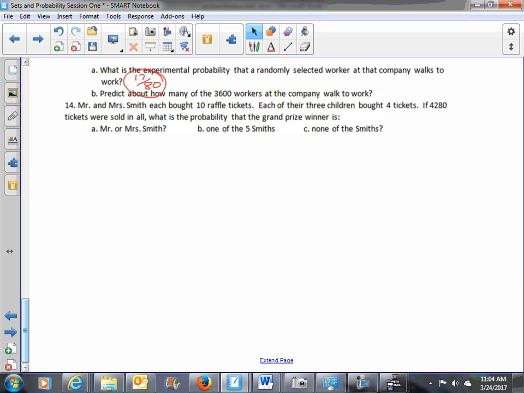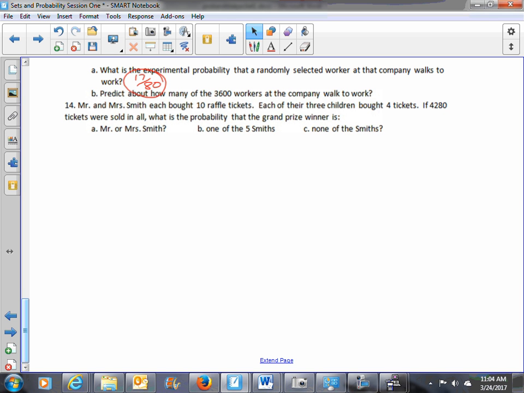Now, there is only going to be one grand prize winner. That's kind of inherent in the term grand prize winner. In raffles, you can have subsidiary winners or whatever you want to call them, but there's only one that wins the grand prize. That's kind of the draw of a lottery or a raffle.